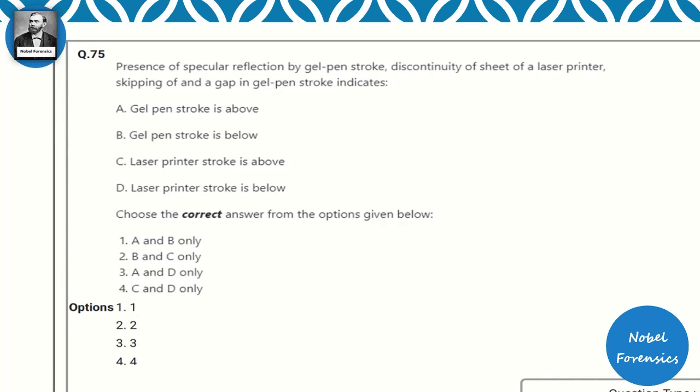Presence of specular reflection by gel pen stroke, discontinuity of sheet of a laser printer, skipping and a gap in gel pen stroke indicates. See, they mentioned the defects of printer and gel pen. So they are asking which of the following are possible. Gel pen stroke is above and laser printer stroke is below with those defects. So A and D are correct. Option 3 is correct.